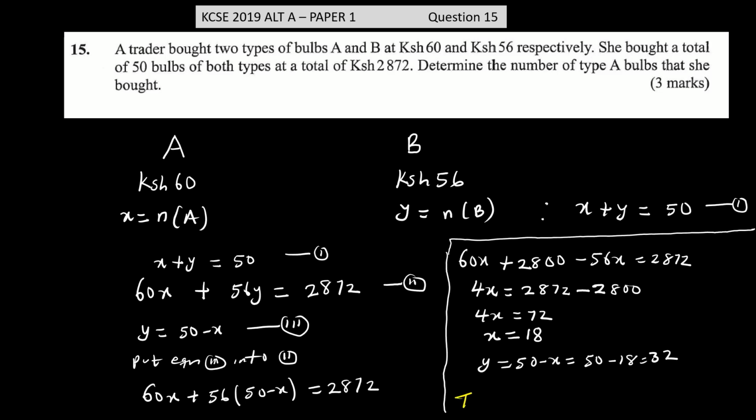So the number of type A bulbs equal to 18, which is x that we have here. X to be equal to number of type A bulbs. So that is question number 15.